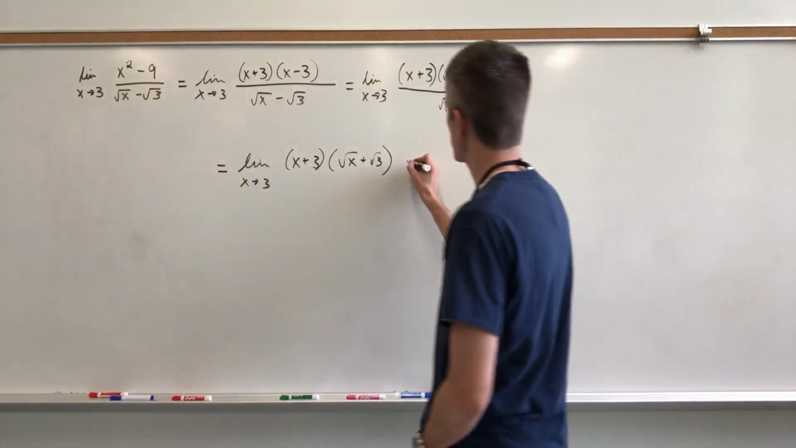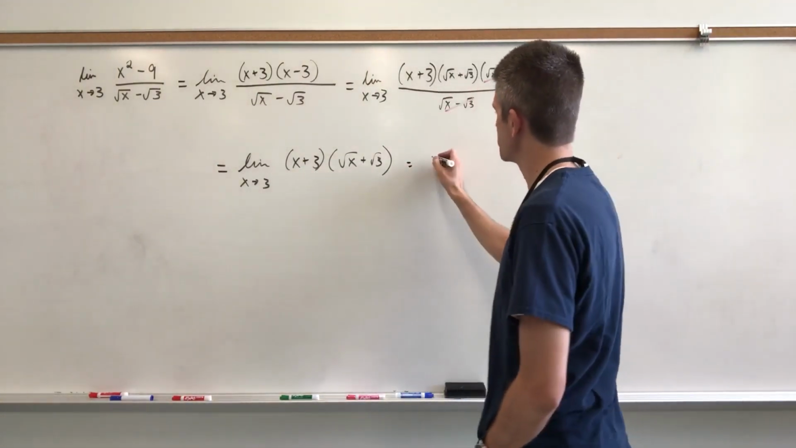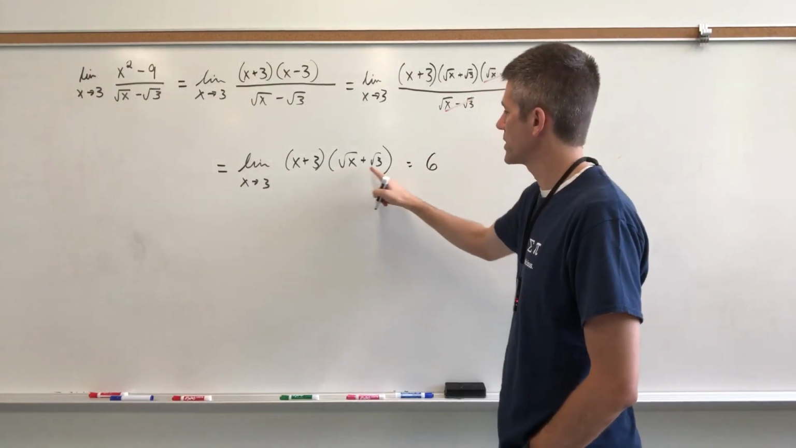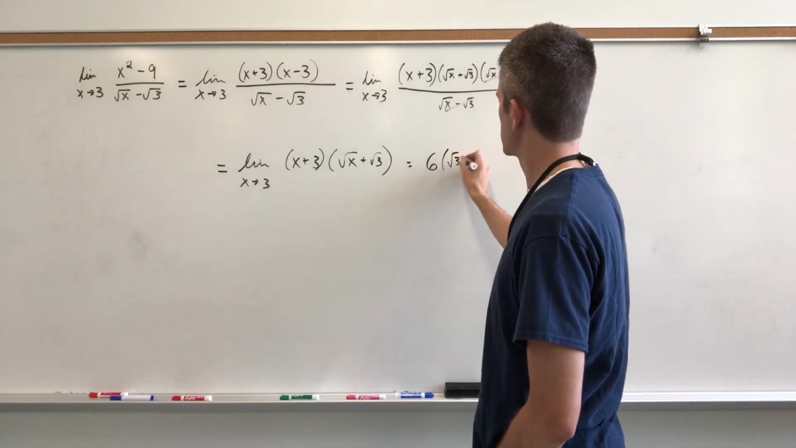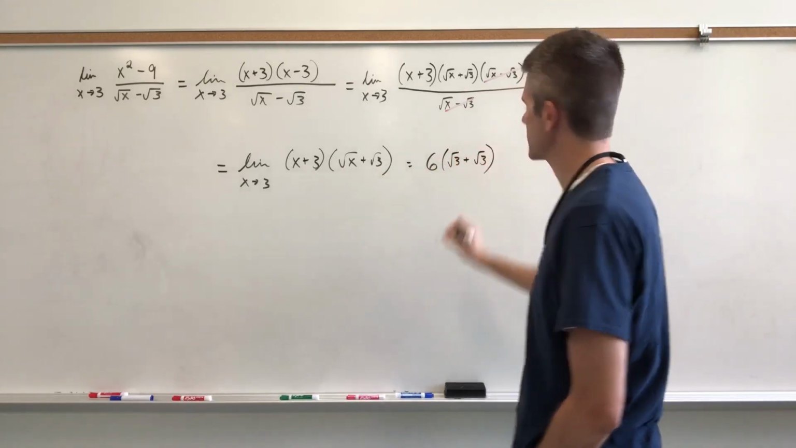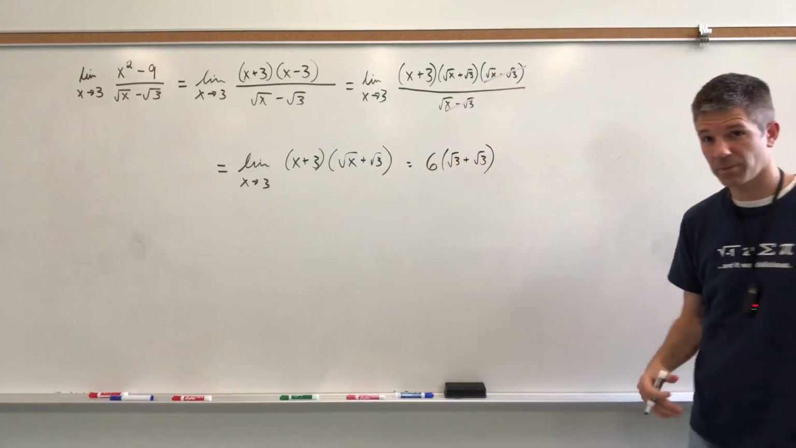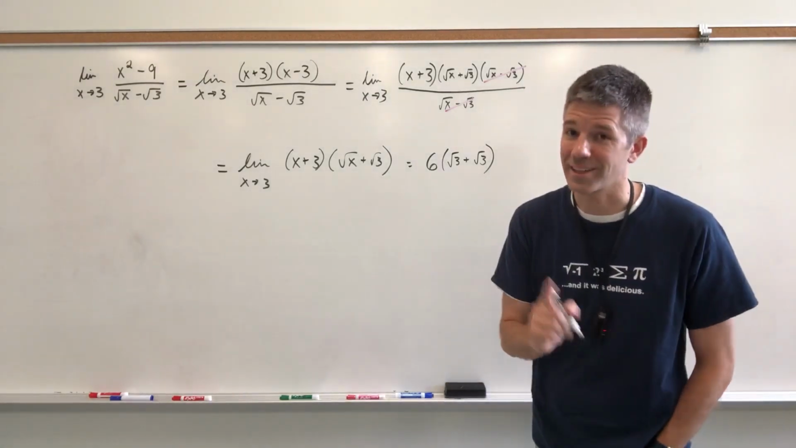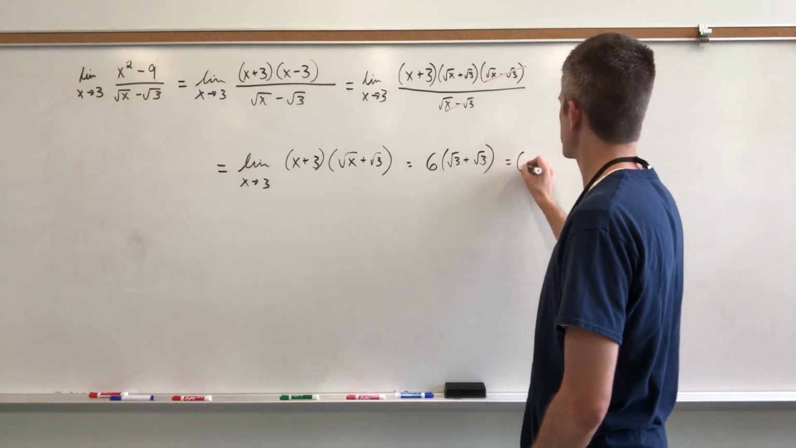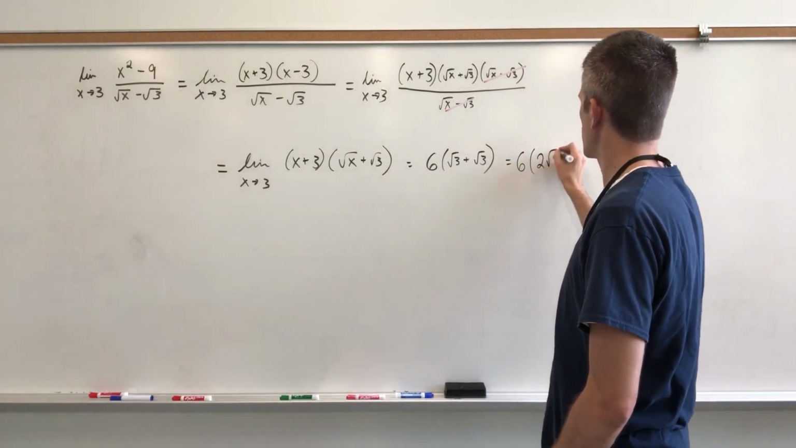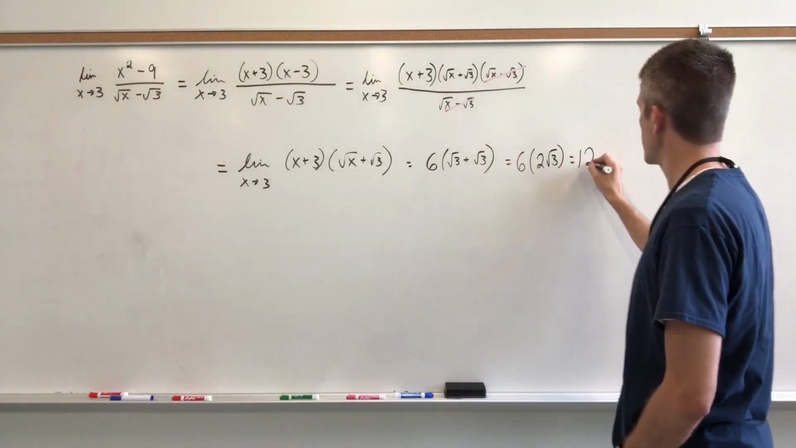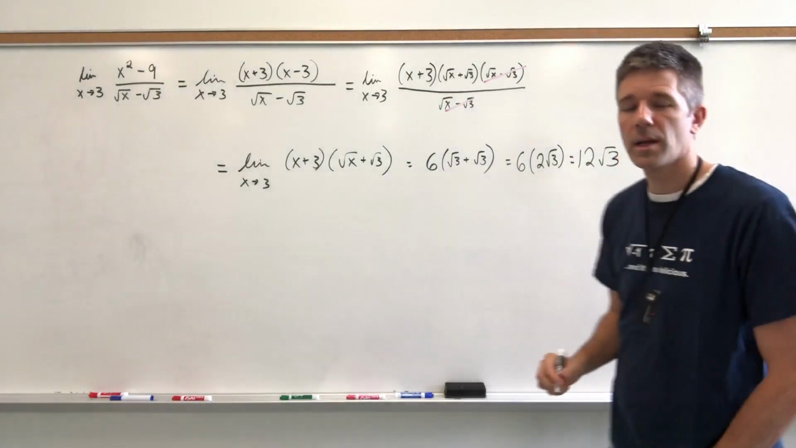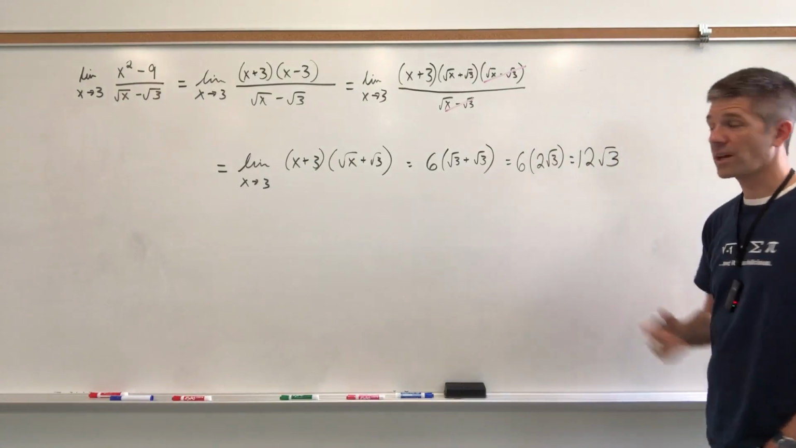Let's do it. So we now have 3 plus 3 times the square root of 3 plus the square root of 3. We can do this in our head, but I chose to write it out for the sake of explanation. And so the square root of 3 plus the square root of 3 is not the square root of 6, it gives me 2 square root of 3. So I have 6 times 2 square root of 3, which is going to give me 12 square root of 3, right over there on the far side of the board. And that, my friends, is the answer to the first problem.